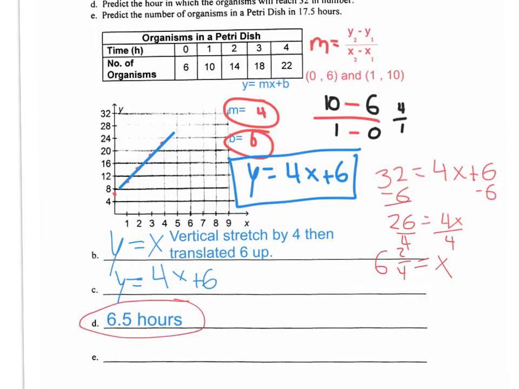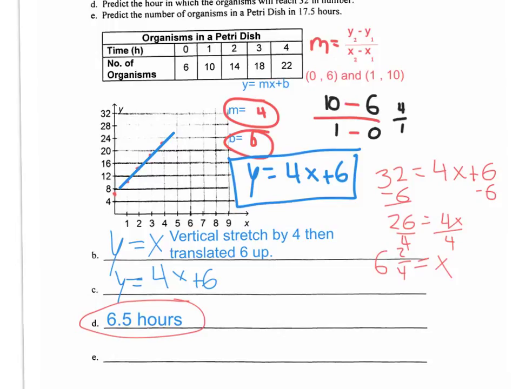So you could solve it algebraically by realizing that they're giving you y, and they're asking for x, so you plug in y and solve for x. Or you could do it visually by following the line that best fits and just extending it and realizing, right here at 32, that's 6.5 hours. Either way is good.